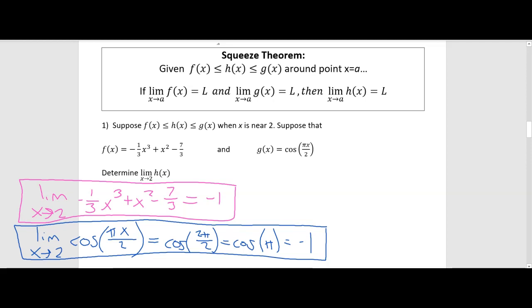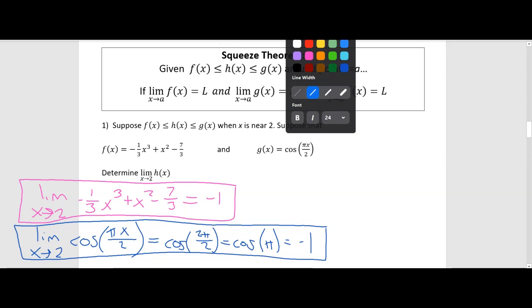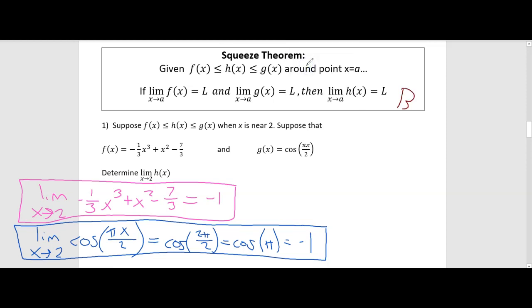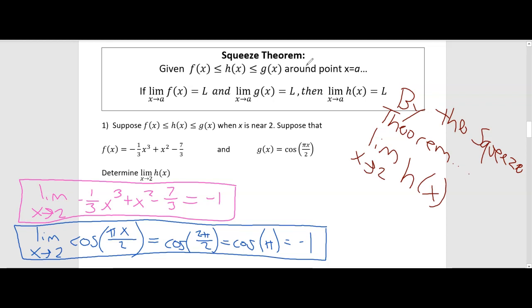Once we show that the two limits of the top and the bottom functions are equal, then we can say, by the squeeze theorem, and you just have to mention the squeeze theorem, the limit as x approaches 2 of h of x is equal to -1.